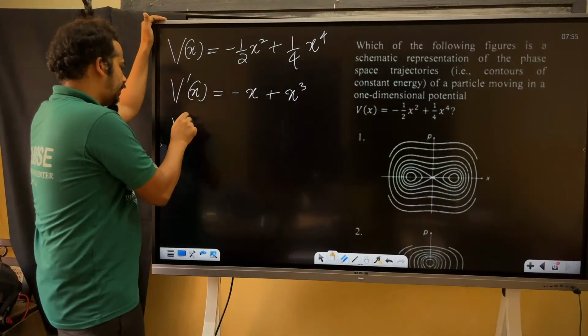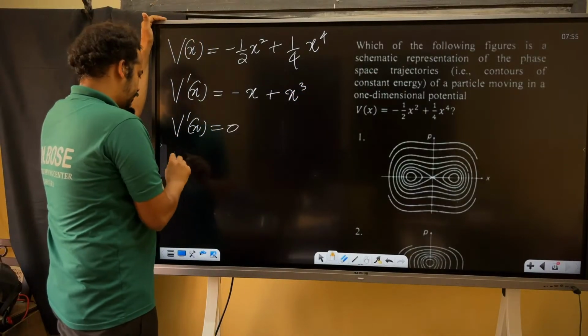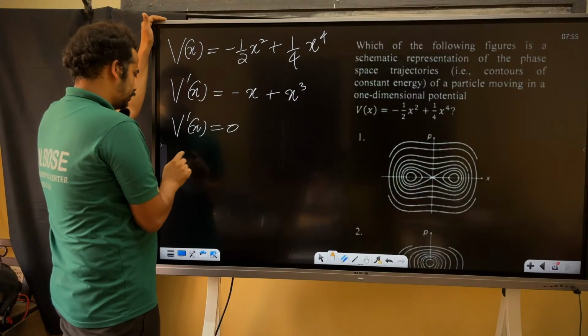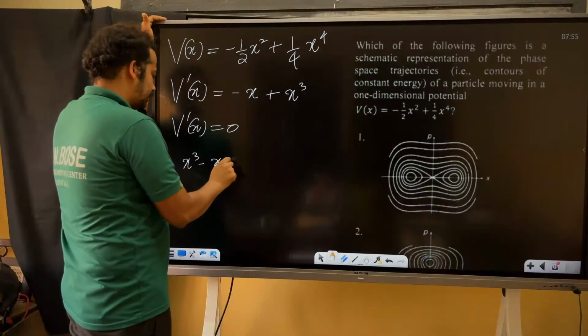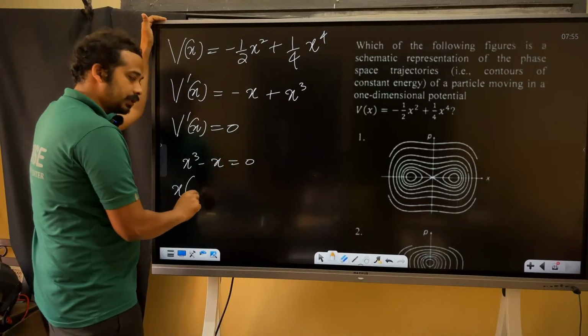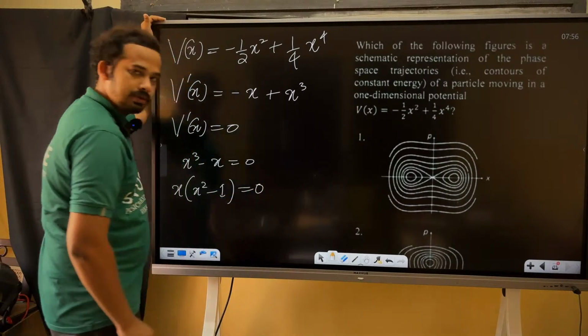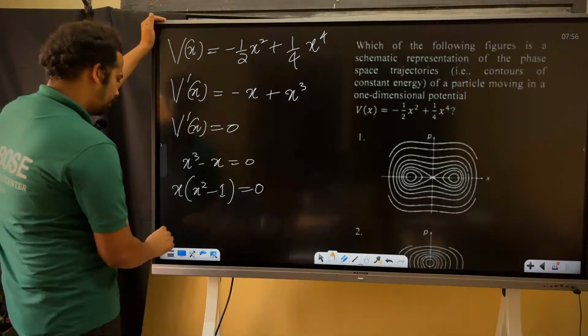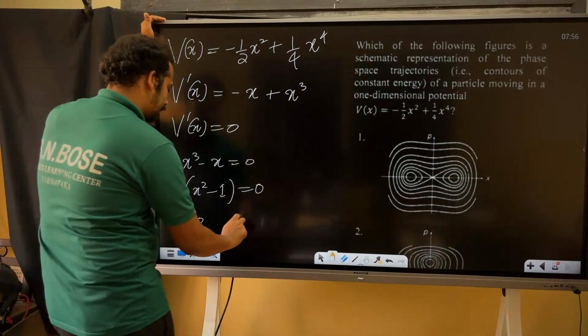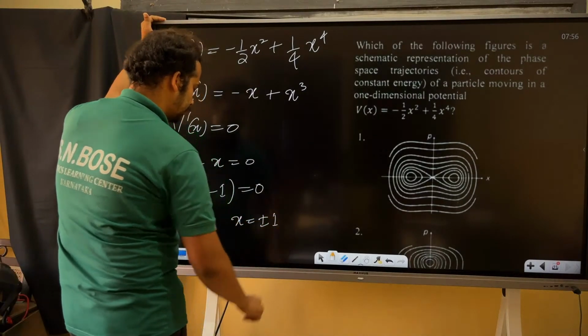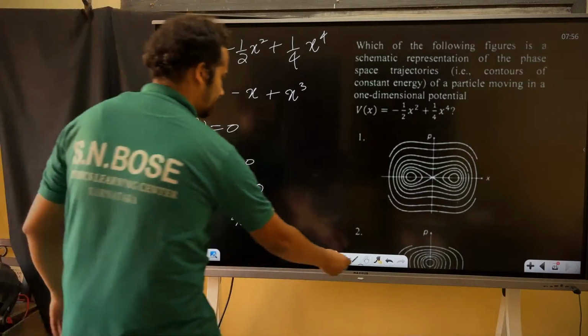V dash of x equal to 0. That is x cube minus x equal to 0. Be careful. Take x outside. x square minus 1 equal to 0. So then x equal to 0 or x equal to plus or minus 1. Fine. Then go for the second derivative.